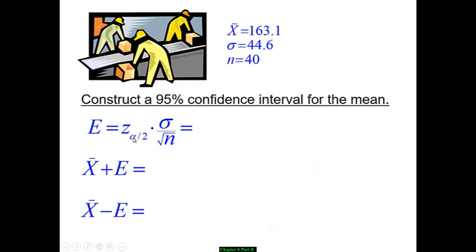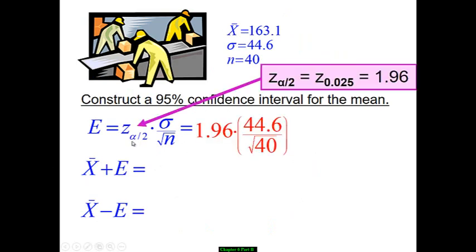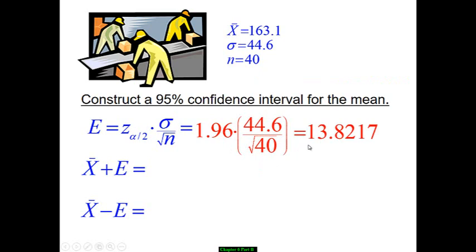Now that you have your z-score, you're going to use this formula to find your margin of error. So you have 1.96 times your standard deviation, which is 44.6, divided by the square root of 40. Remember, this is your standard error. Now that you have that, your E is 13.82.